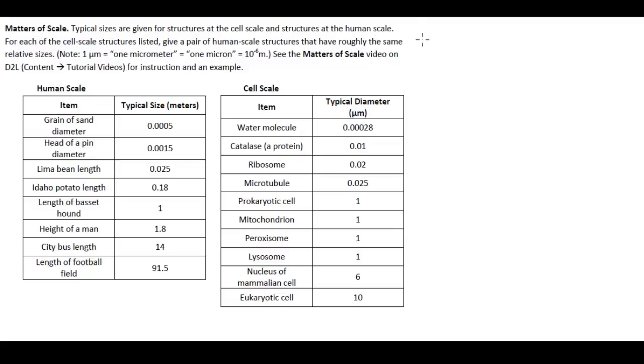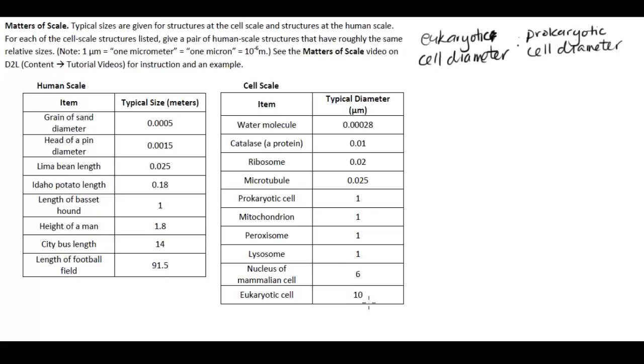First, let's look at the typical size of a eukaryotic cell. A typical eukaryotic cell diameter, which is just the distance across the cell, compared to a typical prokaryotic cell diameter. Looking at my table, I can see that a typical eukaryotic cell is about 10 micrometers across, and a typical prokaryotic cell is about 1 micrometer across. This is a really easy one. We can see immediately that there's a 10 to 1 difference between these two.